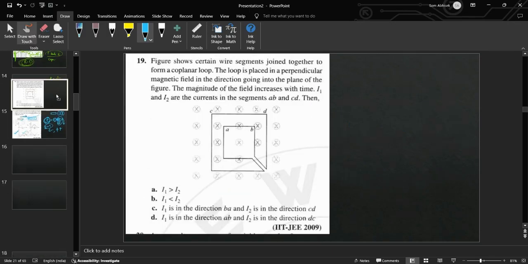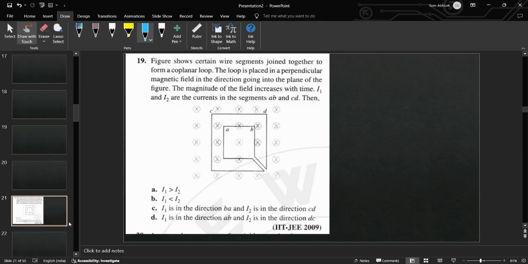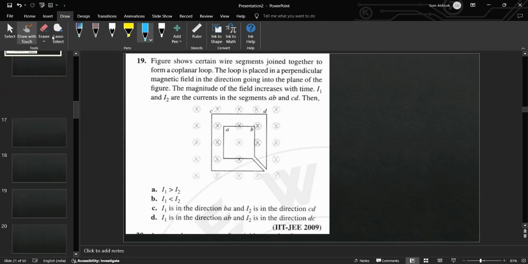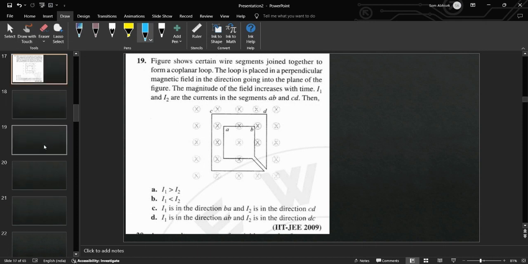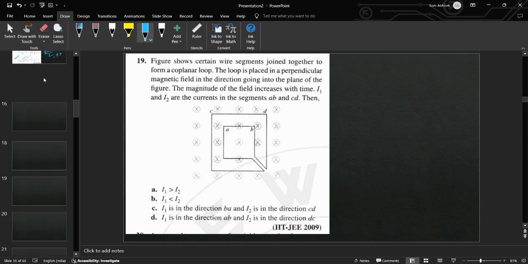Next question, question number 19. Try. The figure shows certain wire segments joined together to form a coplanar loop. The loop is placed in a perpendicular magnetic field in the direction going into the plane of the figure. The magnitude of the field increases with time.